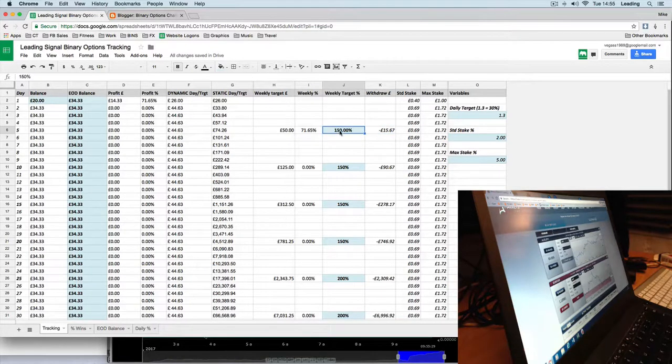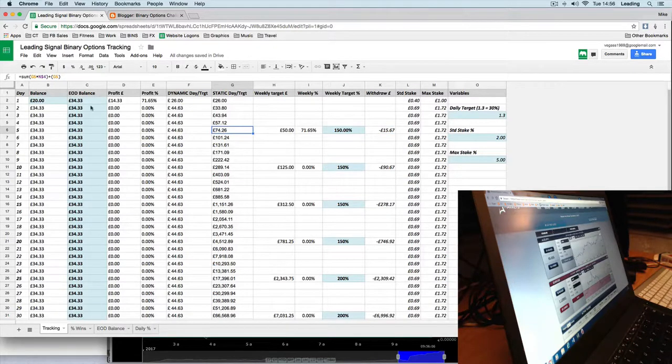So I've put 150% there. If you go up 30% each day, let's have a look actually, you get up to 74.26 in a week. But my weekly target is 150%. So it's 150% of the initial deposit at the start of the week, or if it's the following week, it's the amount that's carrying through. But that gives me what's that, like £24.26 that I can withdraw.